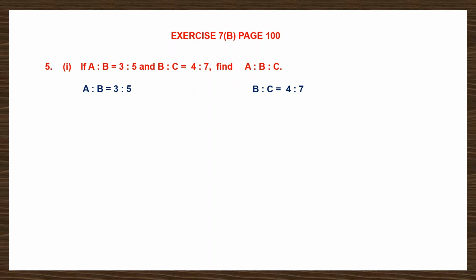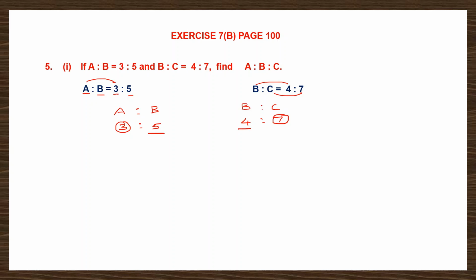Now from this, if I have to take A, as you can see, A is to B, so A is 3, isn't it? So if I have to take A, I can write 3. Now if I have to take B, I can write 5, isn't it? But here also I have B, and here B is 4 and C is 7. Now here if I have to write A is to B is to C, A value is there and C value is there. But for B I have two values. Now how do I do this?